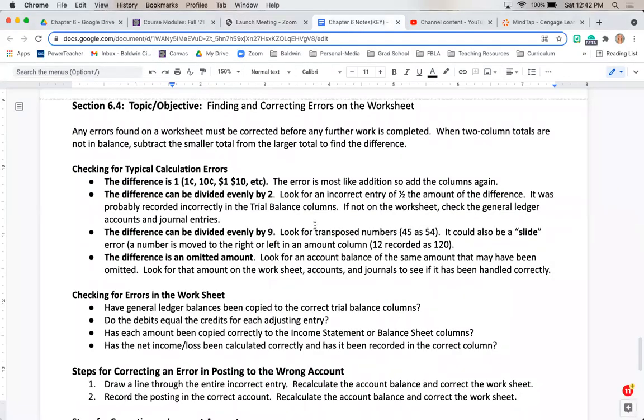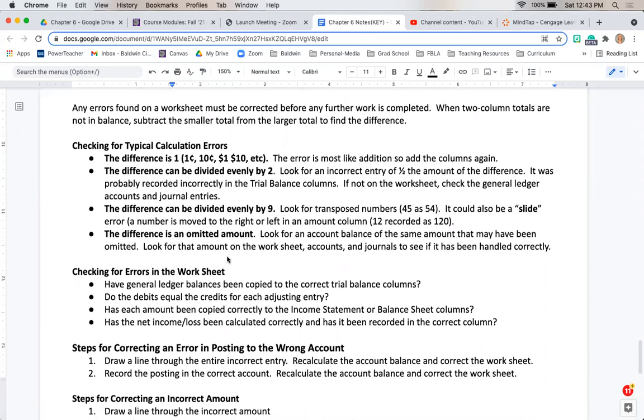Okay, 6.4. Our notes are just talking about finding and correcting errors in our worksheet or just in our accounting records in general. And then in MindTap, we're actually going to end up journalizing and posting those adjusting entries that we did back in 6.2. So this is just information more for you.